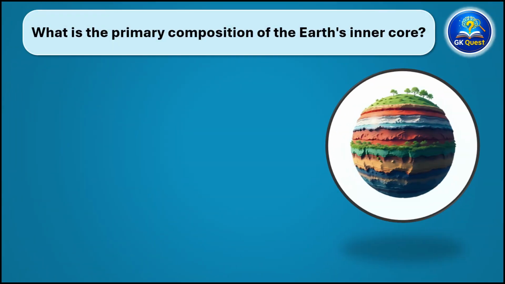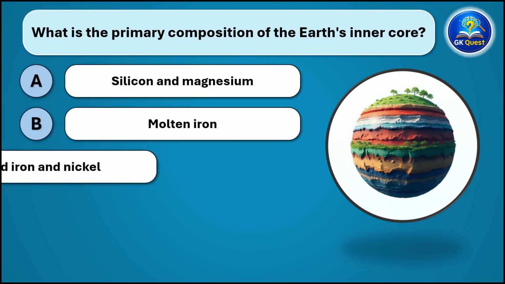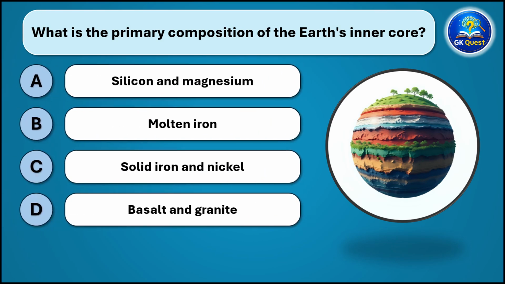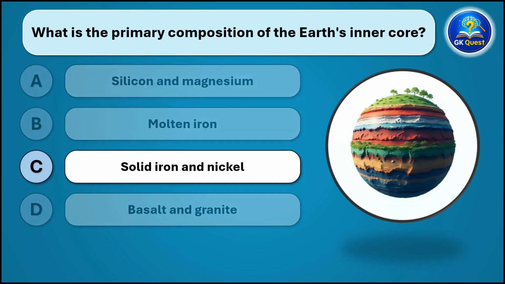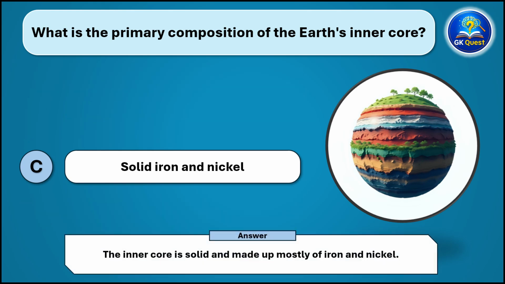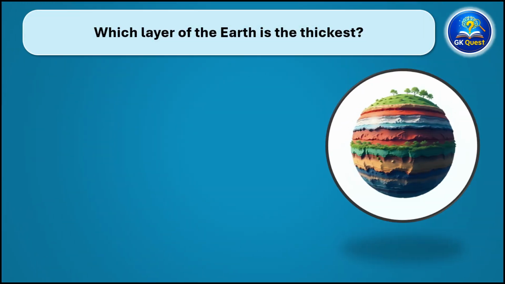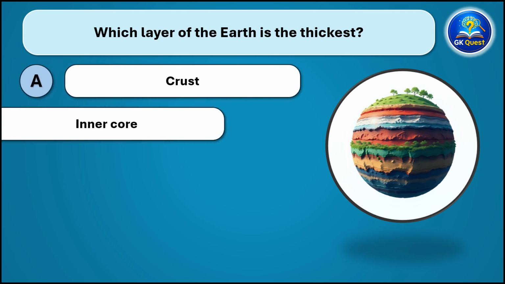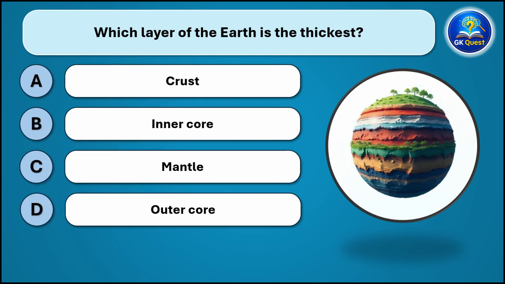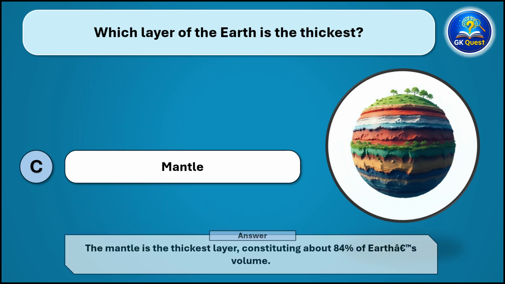What is the primary composition of the Earth's inner core? The inner core is solid and made up mostly of iron and nickel. Which layer of the Earth is the thickest? The mantle is the thickest layer, constituting about 84% of Earth's volume.